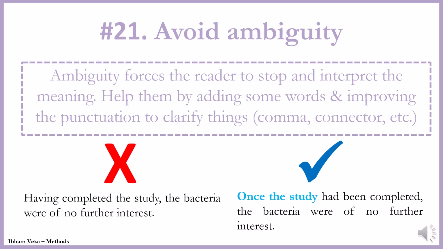21. Avoid ambiguity for smoother reading. Ambiguous sentences slow your readers down. They force people to stop and guess the meaning. Solution? Clarify your writing by adding helpful words, connectors, or punctuation. For example: "Having completed the study, the bacteria were of no further interest." This wrongly implies the bacteria completed the study. Better version: "Once the study had been completed, the bacteria were of no further interest." This small adjustment keeps your writing precise and easy to follow.